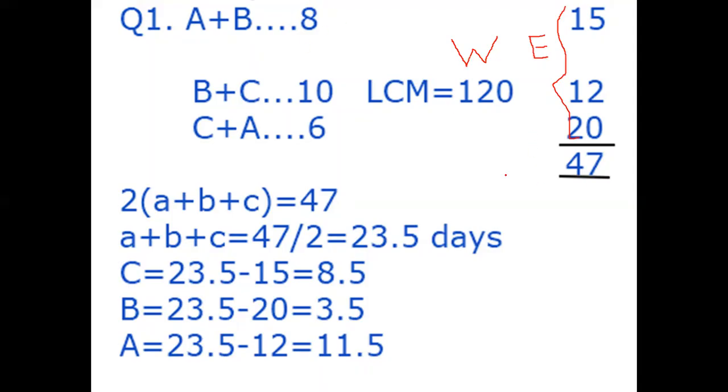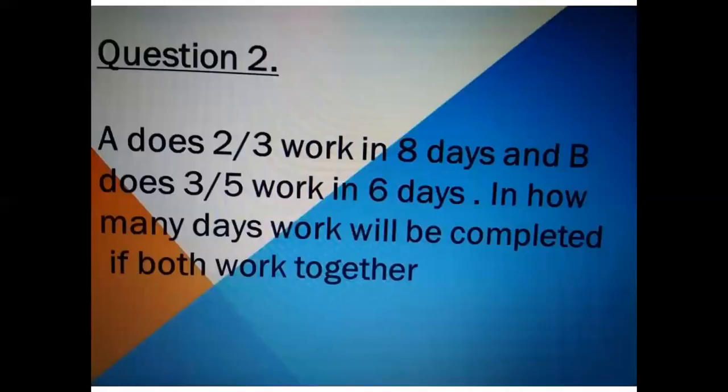Okay, now let's move on to the next question. You'll understand more as we proceed. A does 2 upon 3 work in 8 days, and B does 3 upon 5 work in 6 days. In how many days will the work be completed if both work together? In this question, they haven't given you the total work done by A, only 2/3 work. So you are supposed to find complete work using the unitary method.